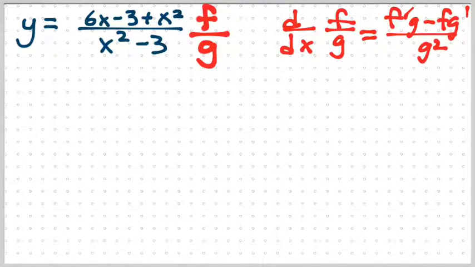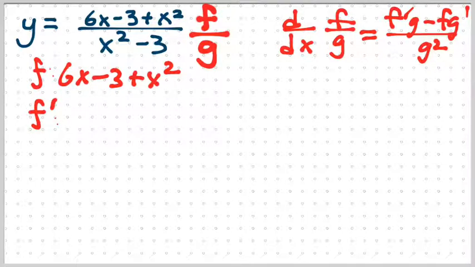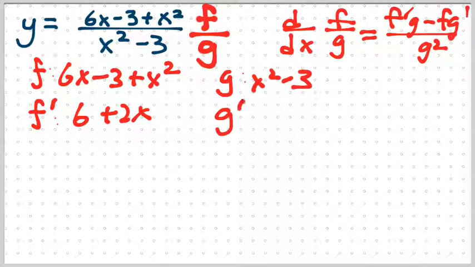So we're calling f the top, so I'm just copying it here separately in my preparation for using the quotient rule. F prime would therefore be 6 plus 2x using the power rule. G is x squared minus 3, the bottom. G prime therefore is 2x, also using the power rule. I have all four of my ingredients, so all I've got to do is put them into the recipe.